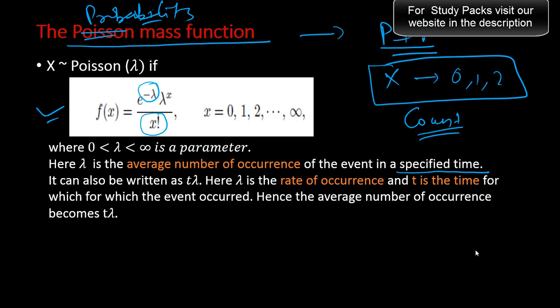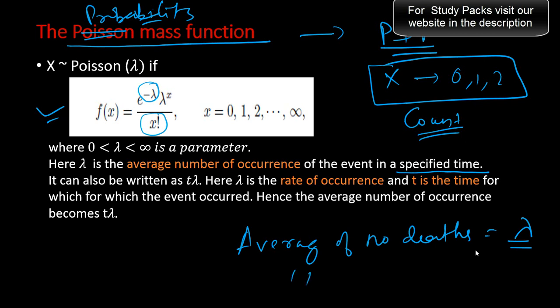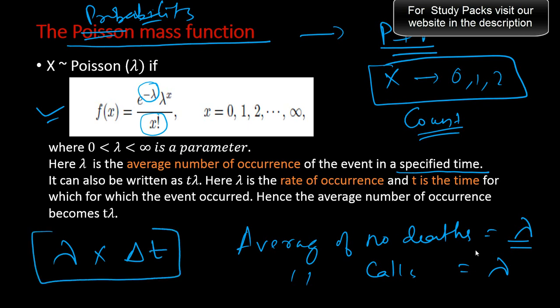So lambda in the case of an example of number of deaths is like, what is the average number of deaths? Average number of deaths per given time, we call that lambda. Similarly, average number of calls in a given time, that is also lambda. So that's the parameter we are interested in. And the actual average number of deaths in a given time can be found by lambda multiplied by the given time, the delta t, the duration under consideration.